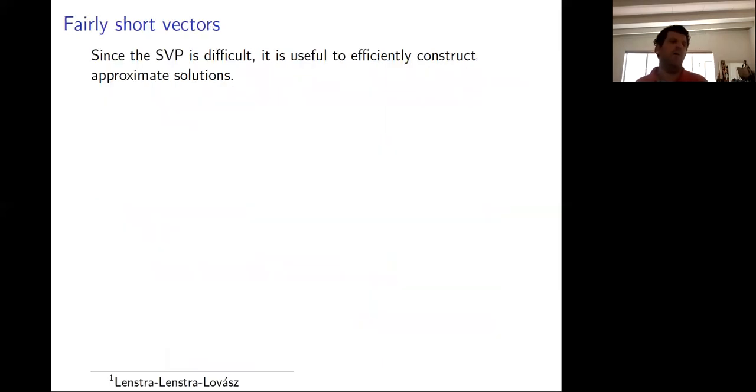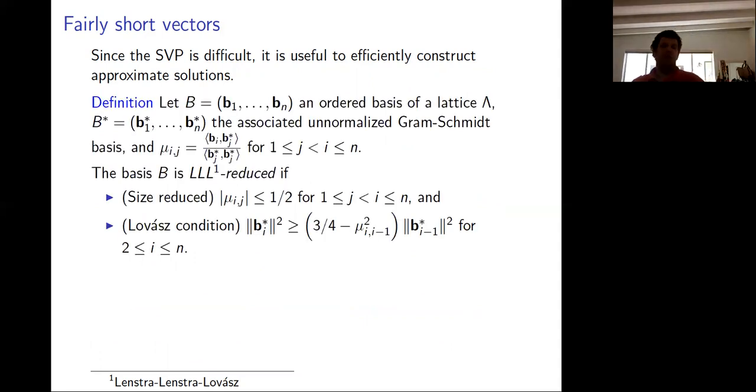Now, how do we get there? Let's forget about parameters for a minute. Just the ordinary shortest vector problem, given that it's difficult, one thing you can do is to construct approximate solutions, find a vector in the lattice which is fairly short. And the way you do this is to use this definition of Lenstra and Lovász.